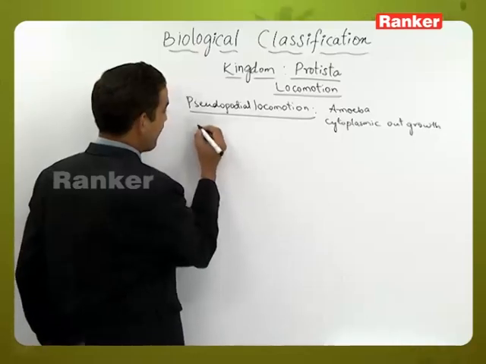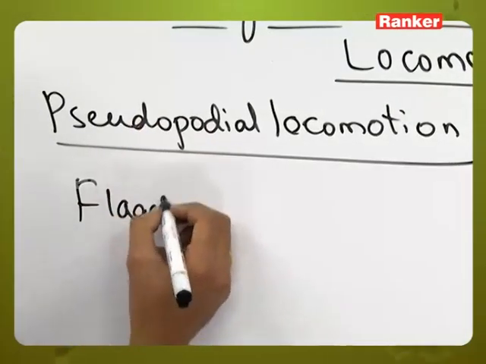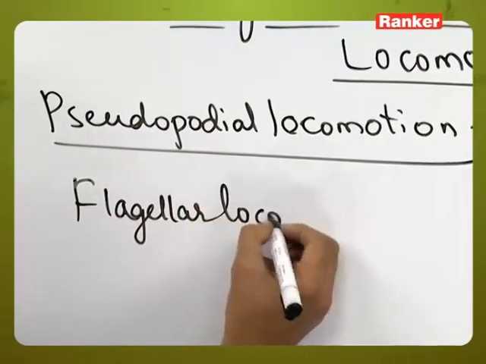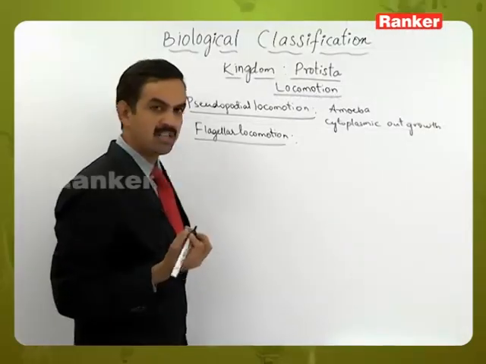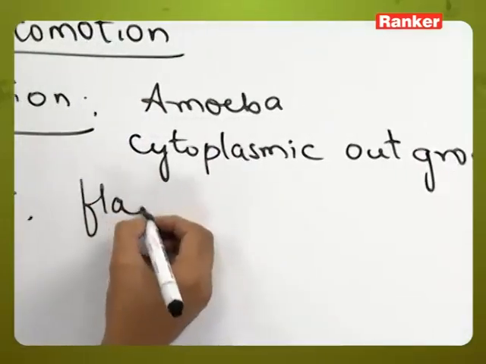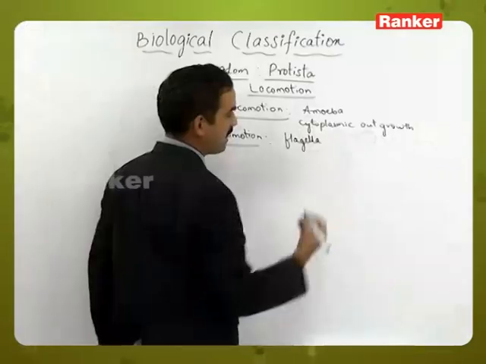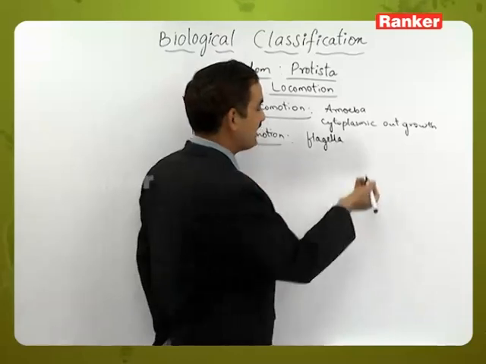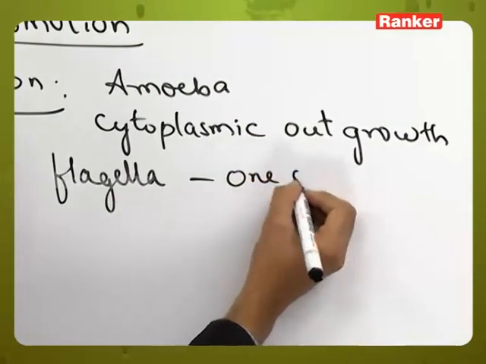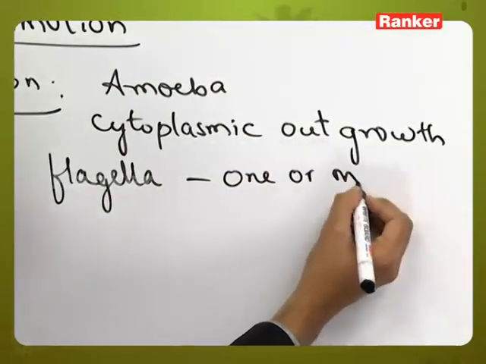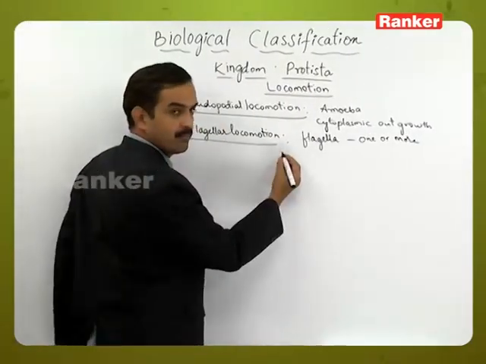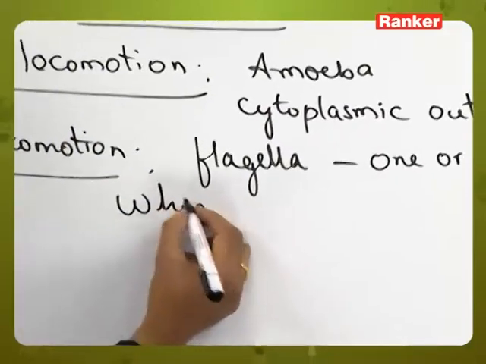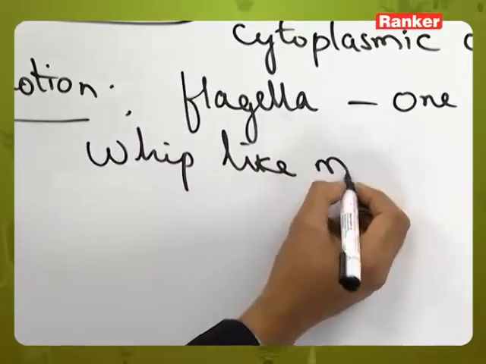The next one is flagellar locomotion. They have special organs called flagella, and this flagella is made up of a protein called flagellin, and the number of flagella may be either one or more. This flagella will show whip-like movement.